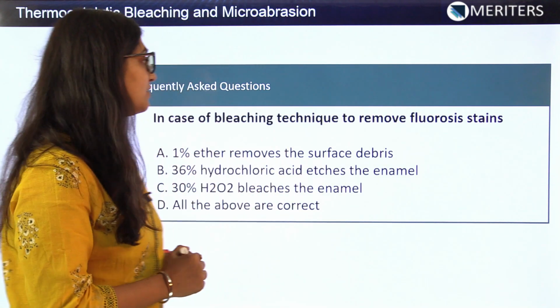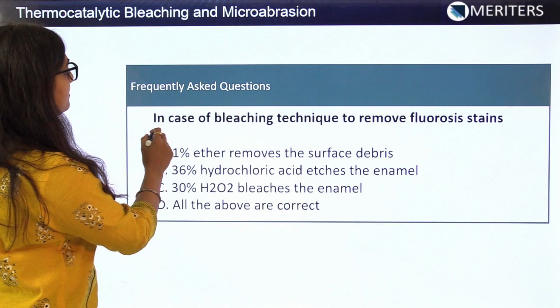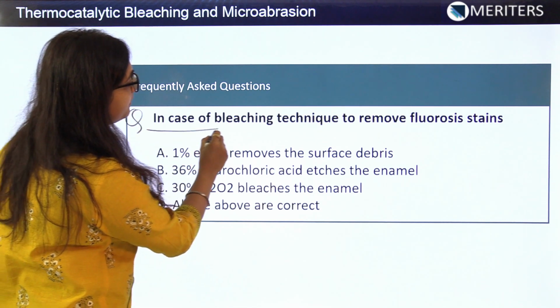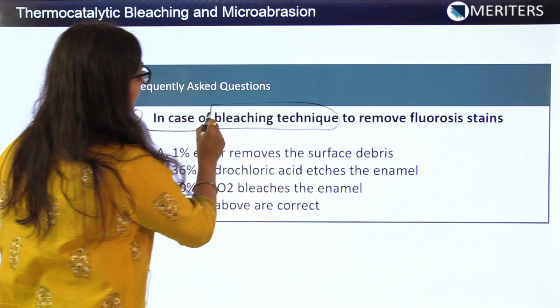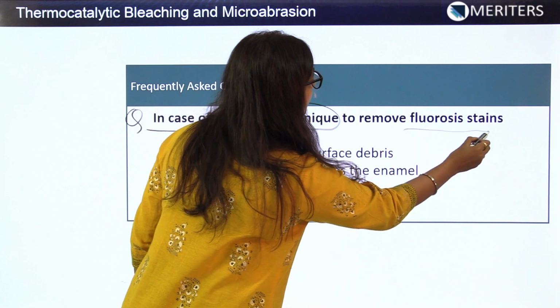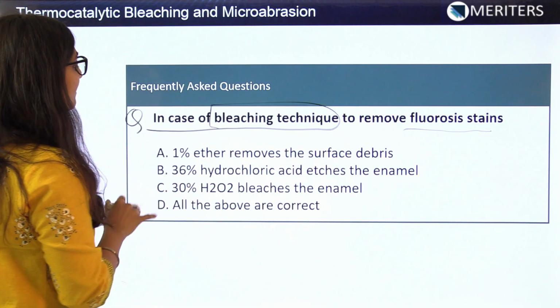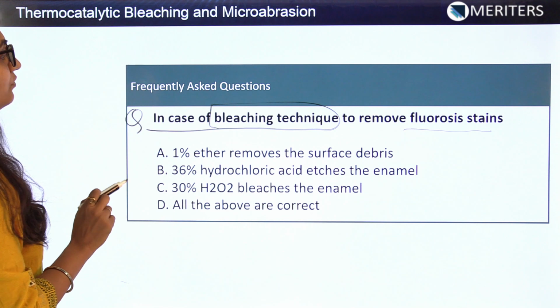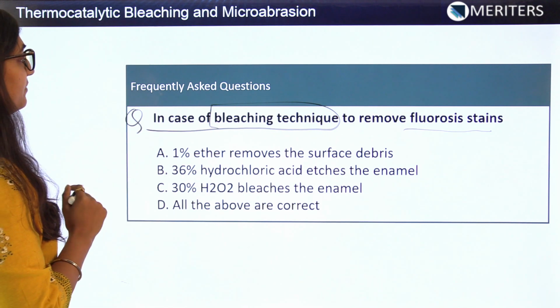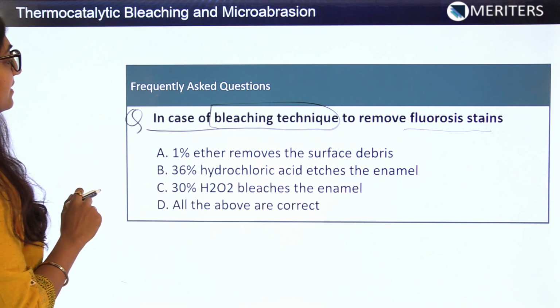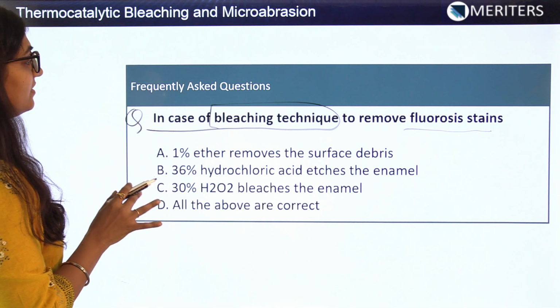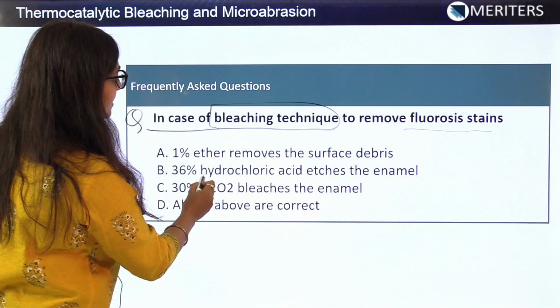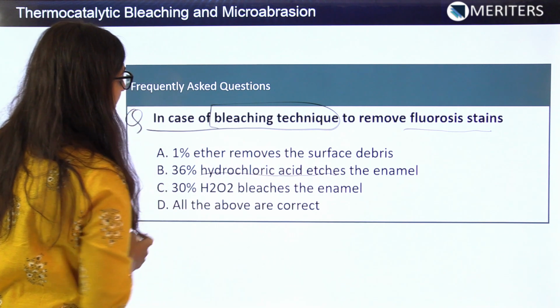The other frequently asked question for dental bleaching says: in the bleaching technique to remove fluorosis stains, what are the options we have? 1% ether removes the surface debris. This is a correct statement. Second is 36% hydrochloric acid etches the enamel. Yes, hydrochloric acid is used to etch the enamel. This is also a correct statement.